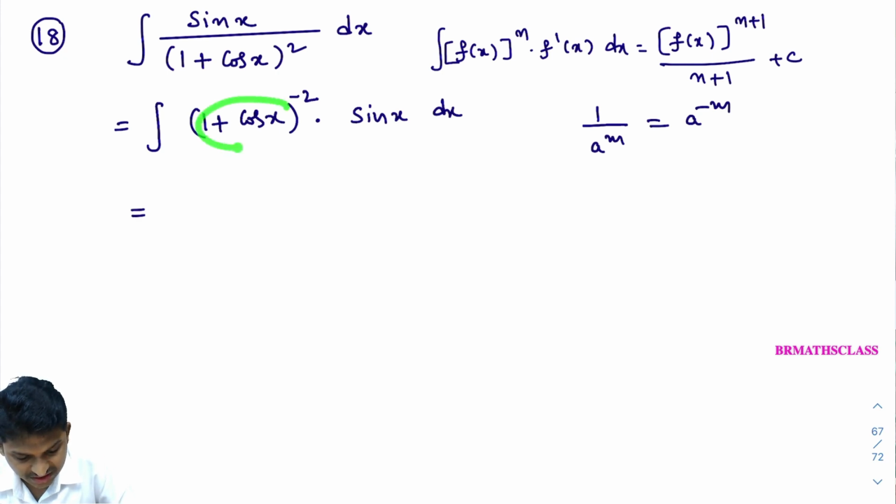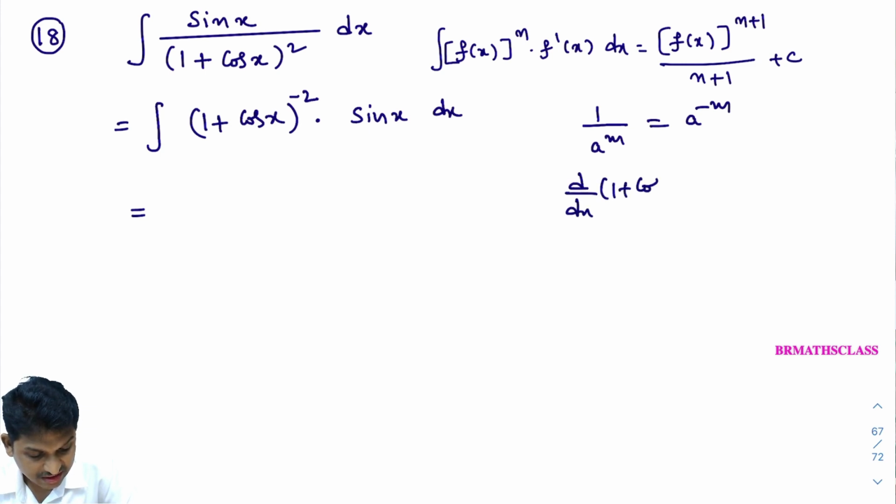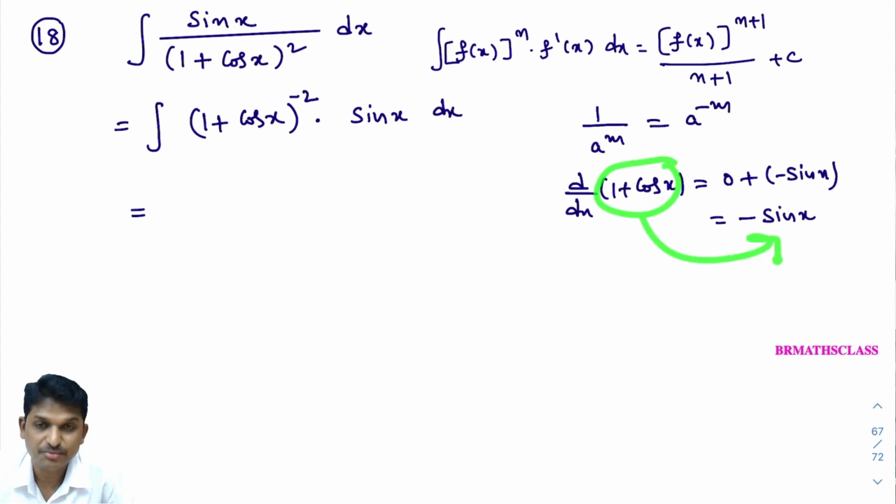now you observe what is the derivative of 1 plus cos x. I'll do that one also. Derivative of 1 plus cos x. Derivative of 1 is 0 plus derivative of cos x is minus sin x. So the derivative of 1 plus cos x is minus sin x.